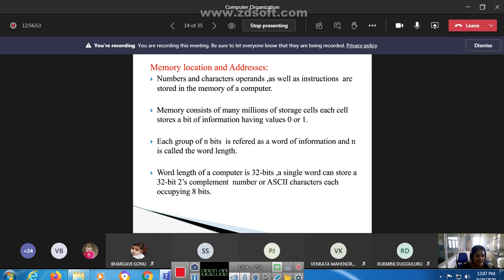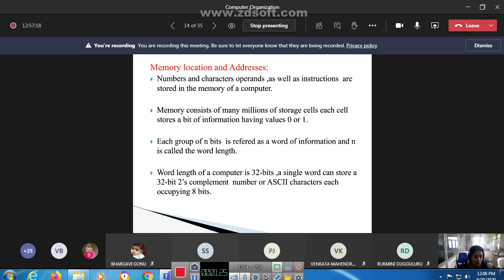The size of the memory: we have millions of storage cells. Each cell can store a bit of information, having the value zero or one. The usual approach is to deal with a group of n bits, and to deal with them in a group of fixed size.